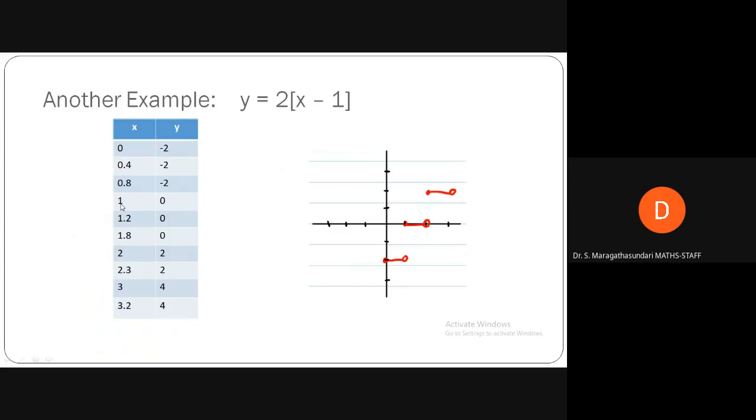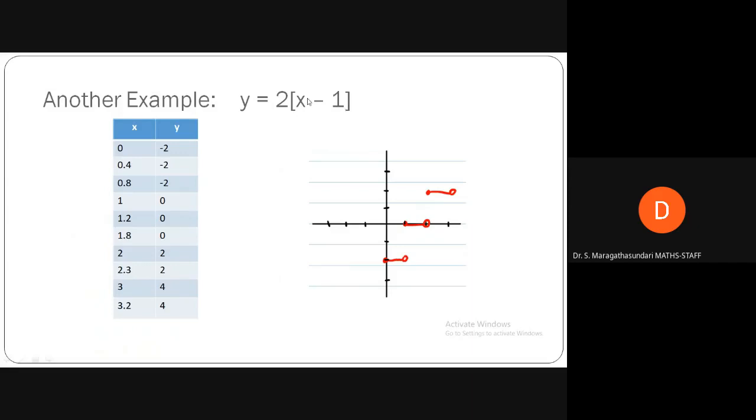If you substitute x is equal to 1, 1 minus 1 is 0, so y is equal to 0. Again 1.2: 1.2 minus 1 is 0.2, and 2 into 0.2 is 0.4. So y is equal to 0.4 means what will be my greatest integer? 0 is the greatest integer. Again, 2.3 means 2. So x is equal to 3 means 6 minus 1.